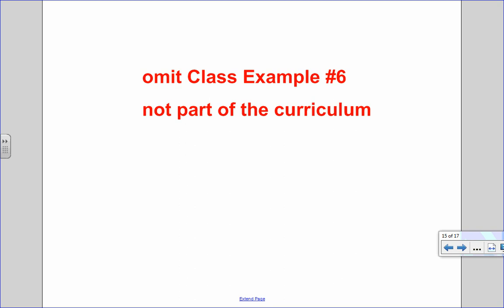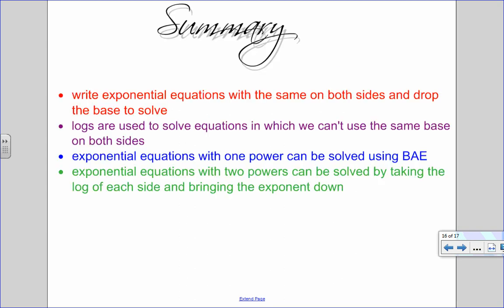So we're going to omit class example number 6. That is not part of the curriculum, which brings me to my summary. So I want you to write exponential equations with the same base on both sides and drop a base if you can. If you can't write the same base on both sides, that's when logs come in. So first choice, if I have 1 power, use Bay. If I have 2 powers, then log both sides and bring the exponent down.